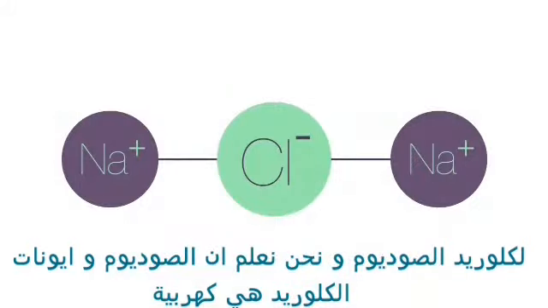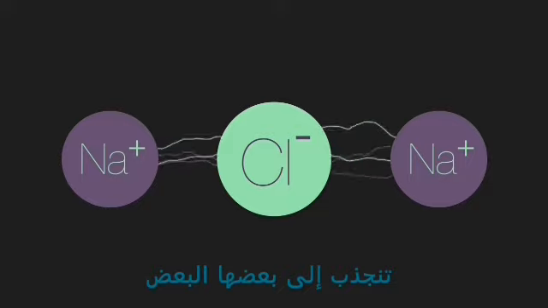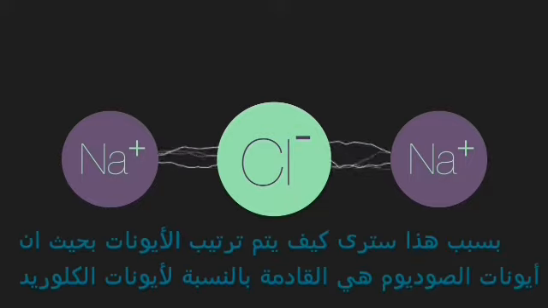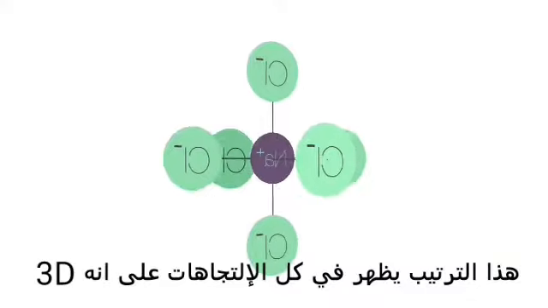We know that sodium and chloride ions are electrostatically attracted to one another. Because of this, you will see that the ions are arranged so that the sodium ions are always next to the chloride ions. This arrangement is seen in all directions of the 3D structure.